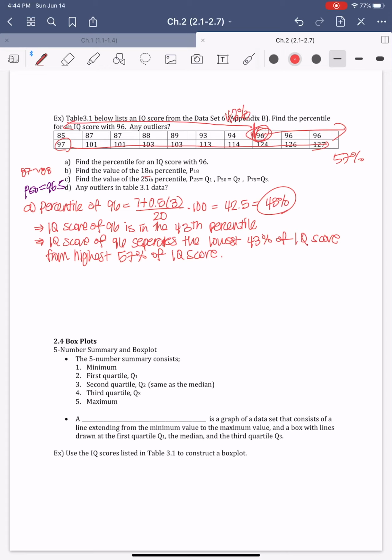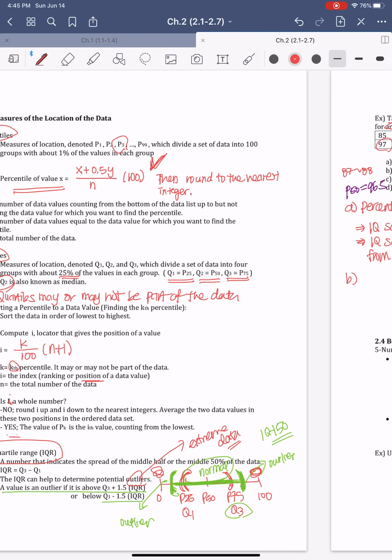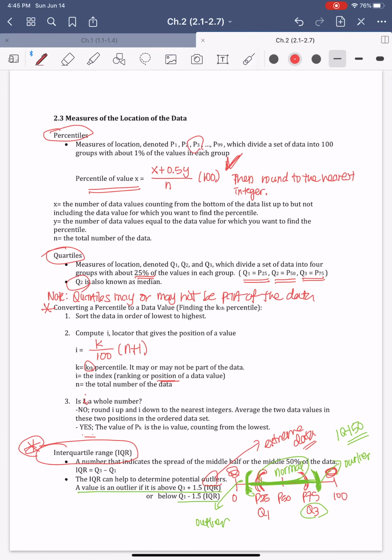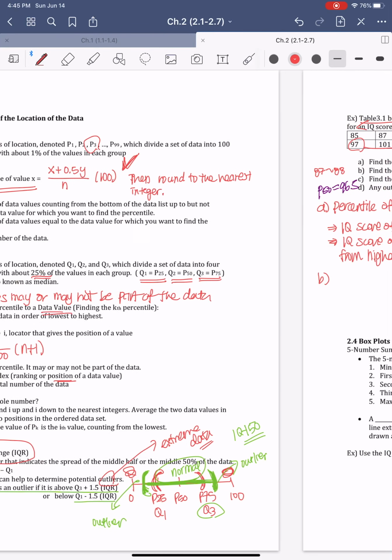Now let's take a look at part B, which we predicted the answer to be between 87 to 88. Part B: find the value of the 18th percentile, which is P sub 18. Notice that this time we are finding the value, not the percentage value. So I'm looking at the actual data value. So I'll be using the i formula.